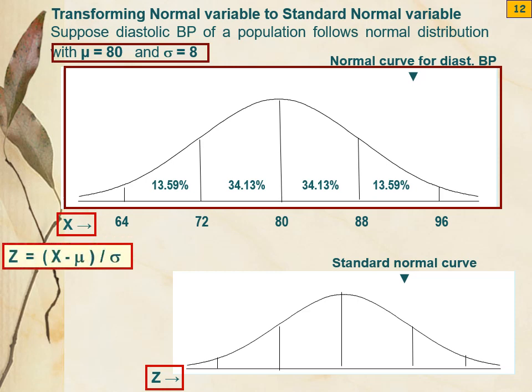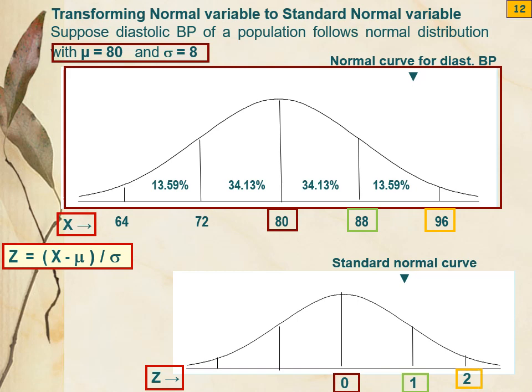Using this formula, Z equal to X minus mu over sigma, we are going to transform the above X to Z. So 80 minus 80 over 8. Here mu is 80 and X is the different X values. For the central value, 80 minus 80 over 8 will give you the value 0. And 88 minus 80 over 8 will give you 1. Similarly, 92 will give you 2.